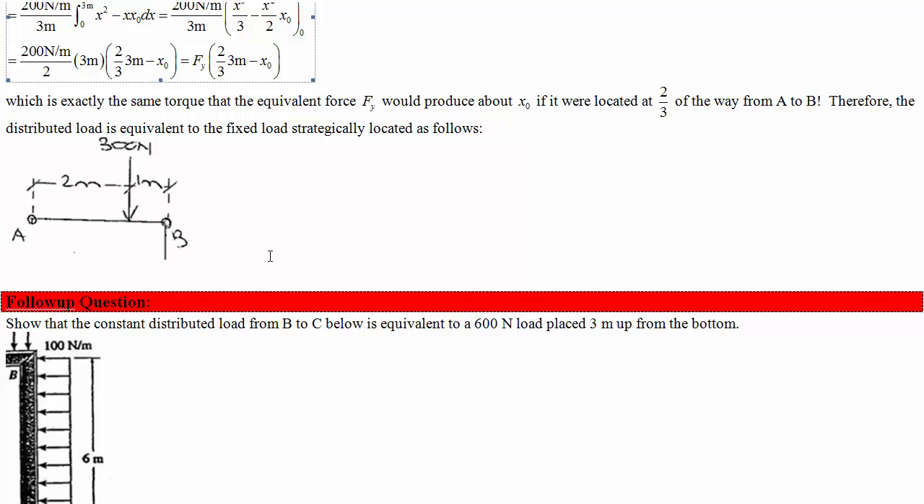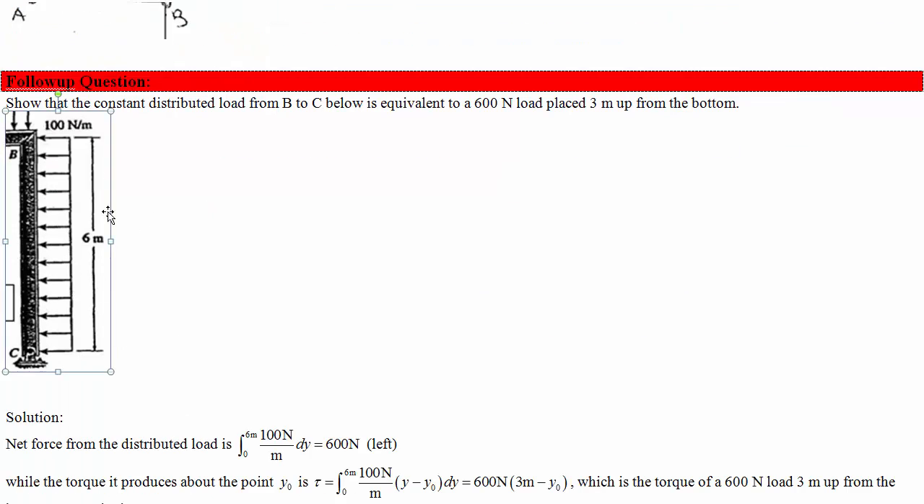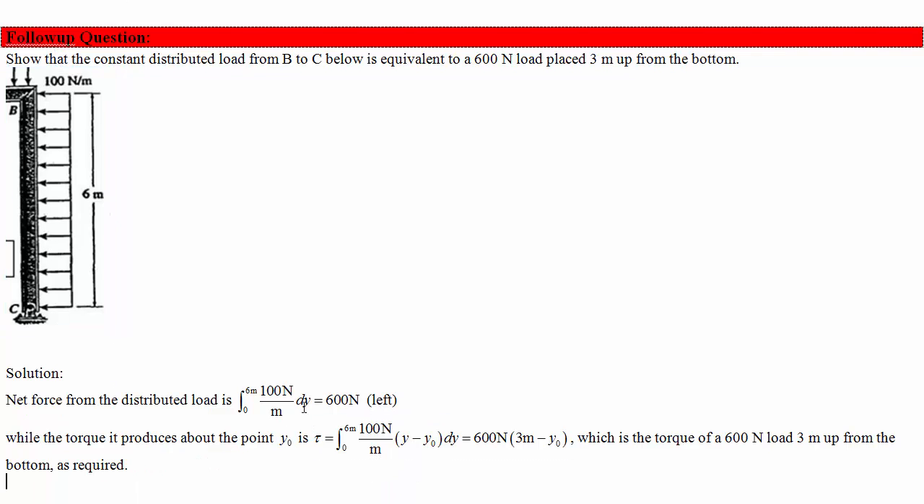Now you can also try and derive that for the vertical one here, using the same math as before, but the integral is a little bit easier. The net force from the distributed load ends up being 600 newtons, and torque about some arbitrary point y0 is the integral of the force per unit length, distributed load, dy, times y minus y naught, our distance in the torque, the displacement. And we come up with the exact same torque you'd get for a single 600 Newton load placed 3 meters up, about this point y naught.